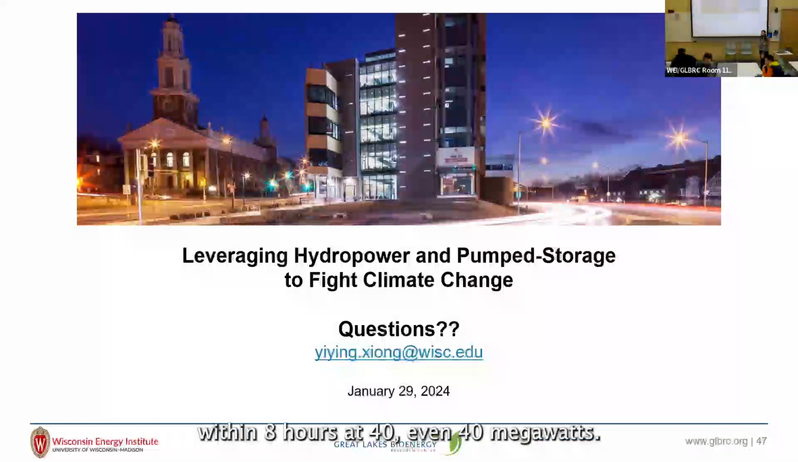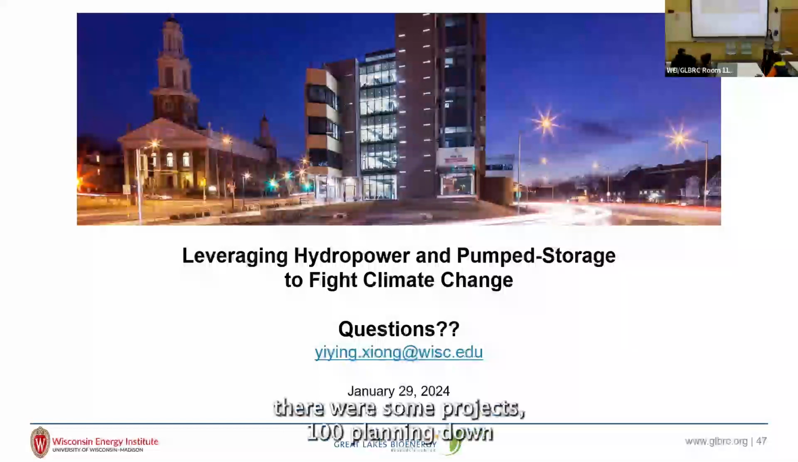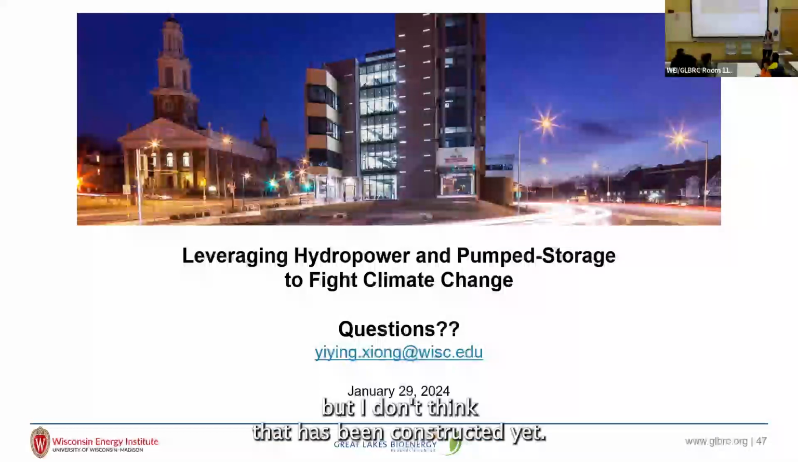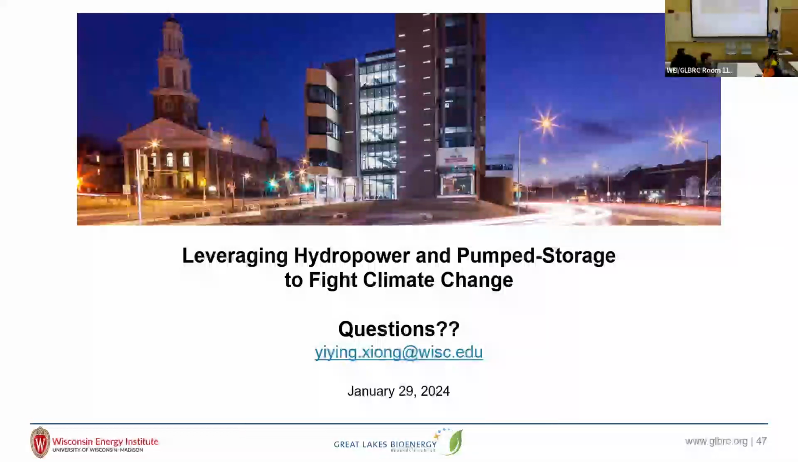at 40 megawatts. Now I have heard there were some projects under planning down to about 5 megawatt pump storage projects. But I don't think that has been constructed yet. So 5 megawatt would be an hour or two, maybe. It could be longer. It depends. I designed a small one. It never got built. So I can't really say for sure.